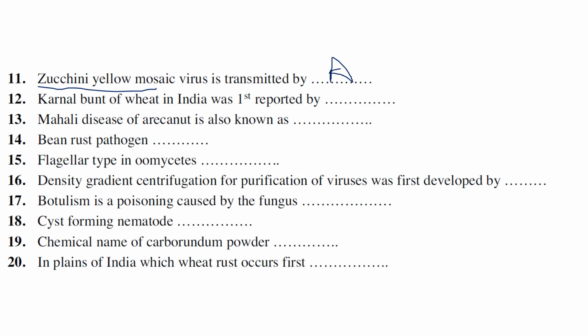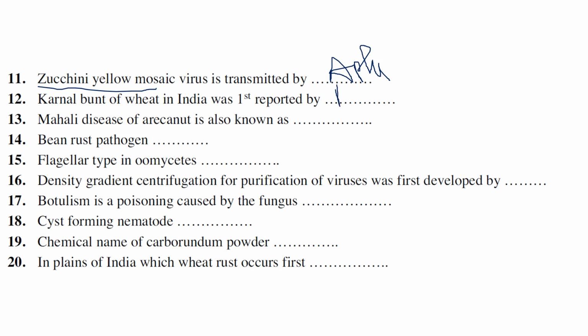We know very well the majority of plant viral diseases are transmitted by aphids and leafhoppers alone. Around 60 to 70% of the overall transmission of plant viruses is mediated by these aphids and leafhoppers alone. So kernel bunt of wheat was first reported by, so it's a very important question.